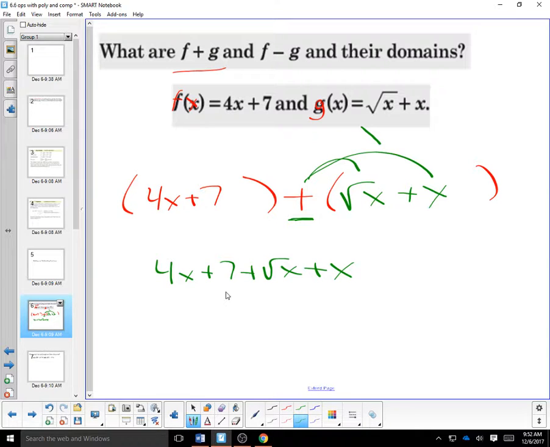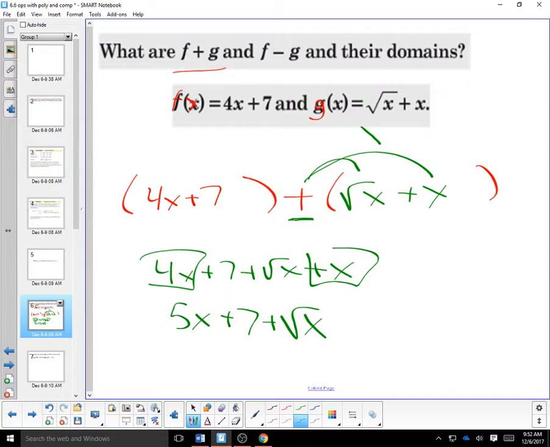What should I be doing at this point? Combining like terms, CLT. This 4x and this x become 5x plus 7 plus radical x. Can I add anything else? No, there's no equations. I'm not solving for anything. All I'm doing is simplifying. Can I simplify further? Technically I'm done at this point. That's it. I just added the two. Questions on that?